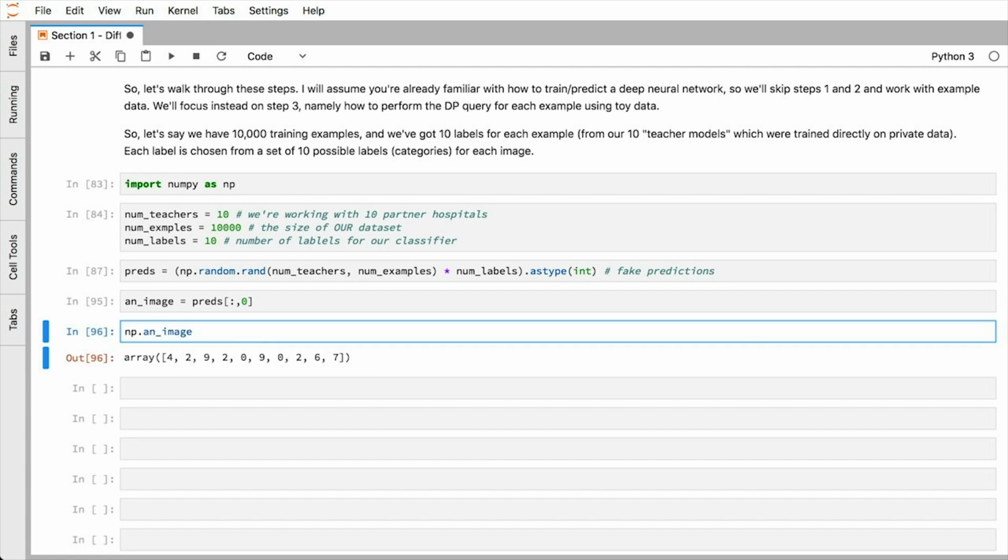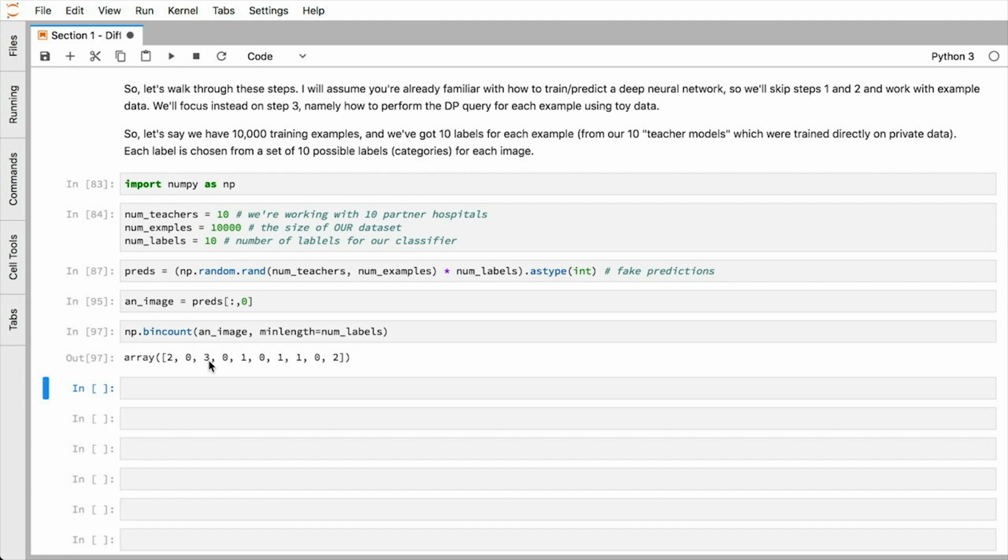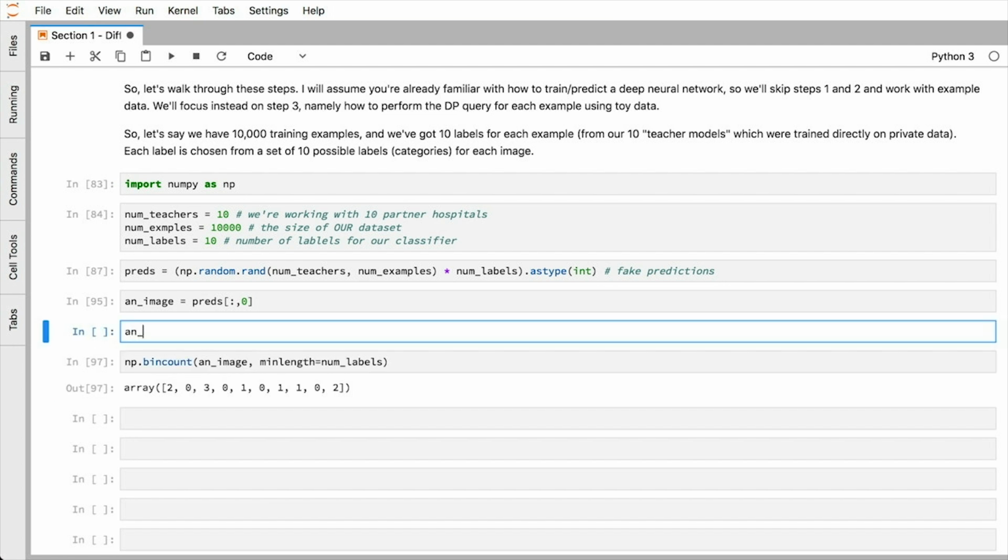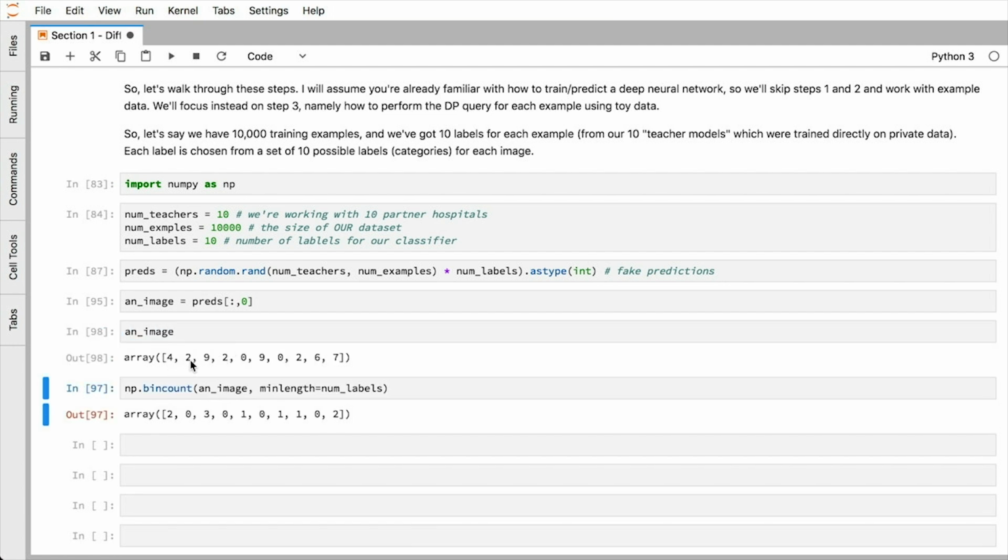So NumPy has this nice thing called bincount. What it does is it just goes through and counts the number of times it sees a certain integer. So it looks like 2 was the most frequent number. So if I look at this image, 1, 2, 3. So yeah, 2 happened 3 times. See how it counted? And so when we look at this, we see the most frequent one is 3.